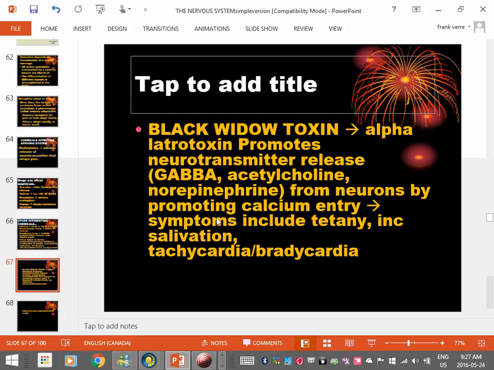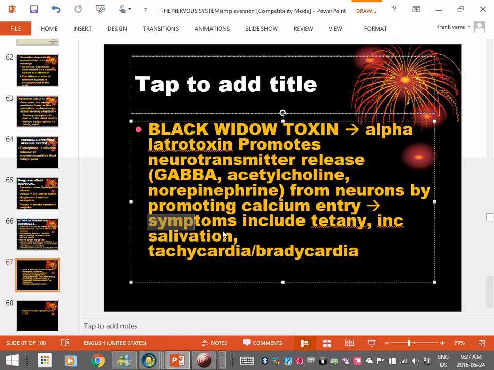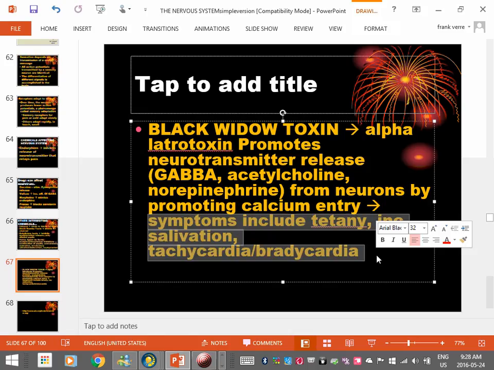The way it works is the toxin actually promotes the entry of calcium. And if you remember the way neurons release stuff is they have to have what's called a calcium spike. So when calcium levels go up, the neurons release their neurotransmitter. So here are some of the symptoms that you get from black widow toxin.